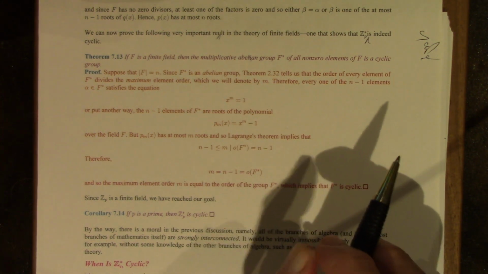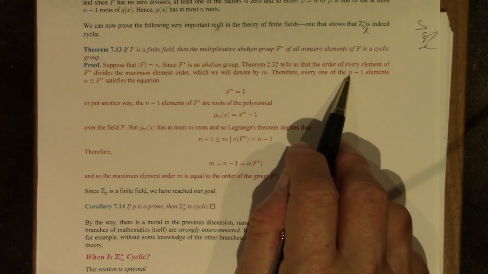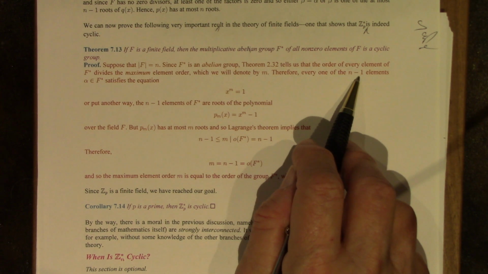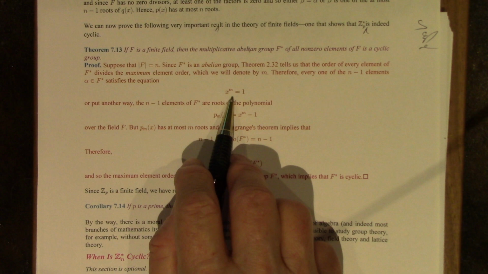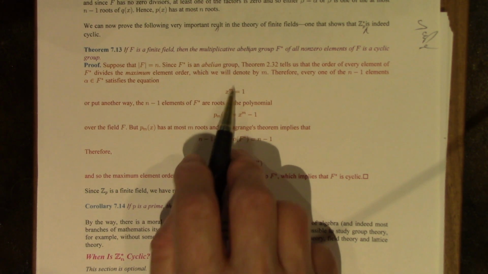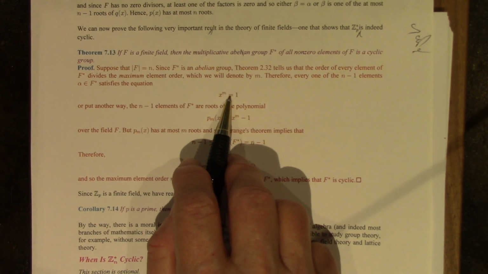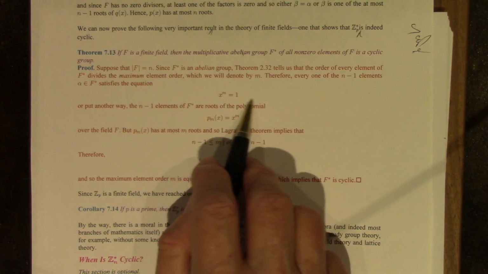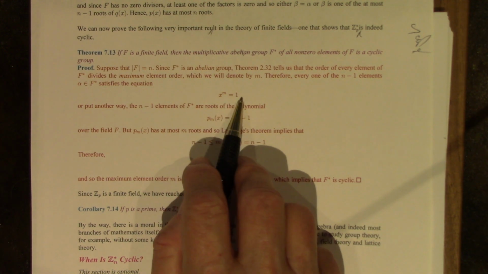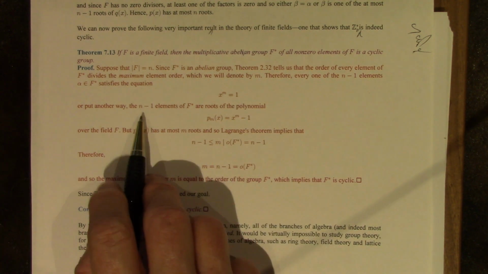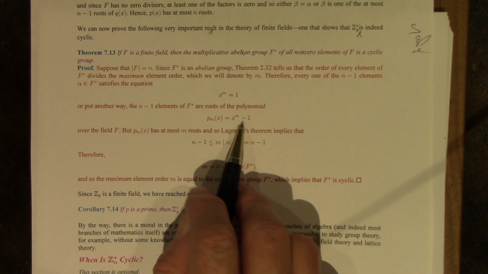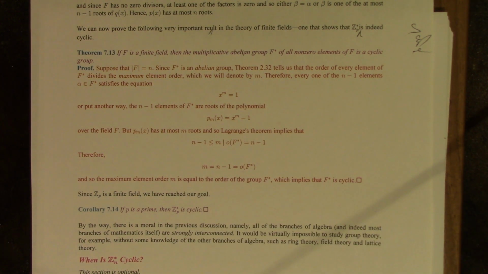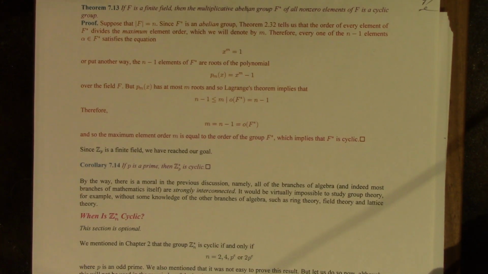That means that every one of the n minus 1 elements in F star satisfies this equation. You raise it to the mth power. m is an exponent of every element in F star, so you get 1. Or put another way, the n minus 1 elements of F star are roots of this polynomial. But this polynomial has at most m roots. That's why we went through the previous discussion, so we could say that.